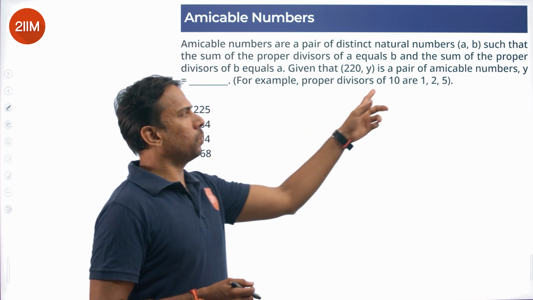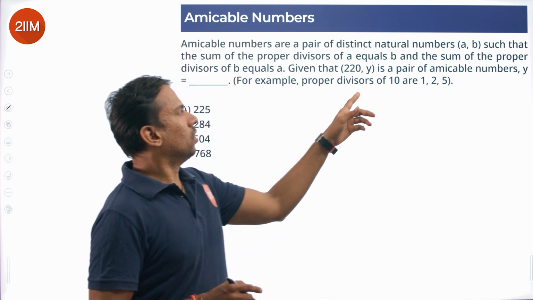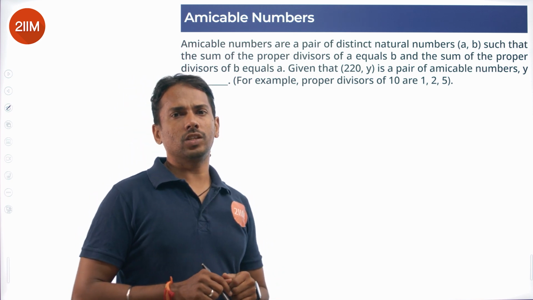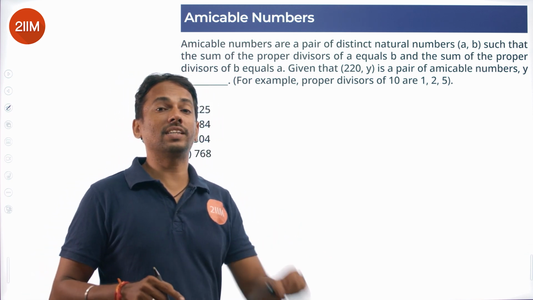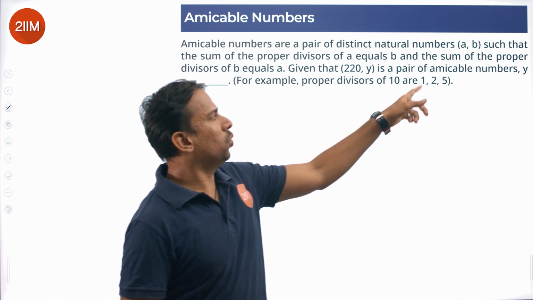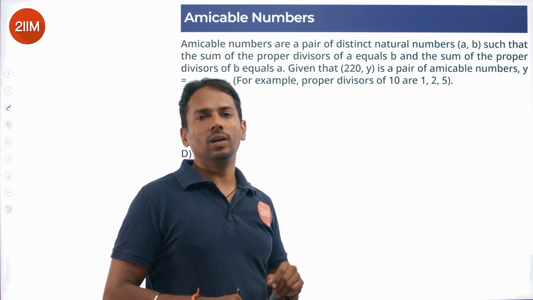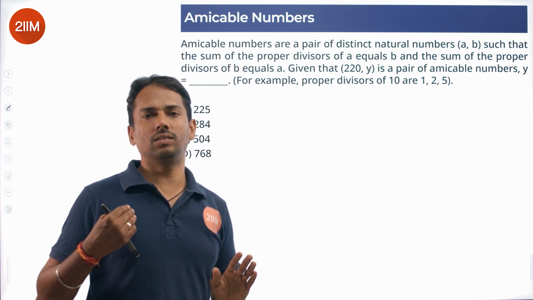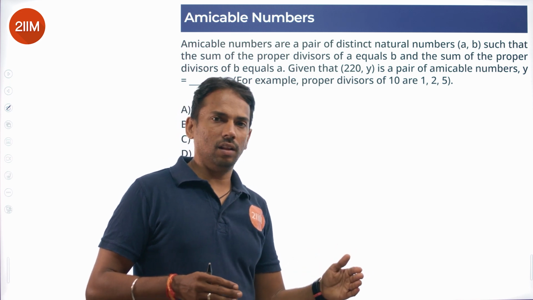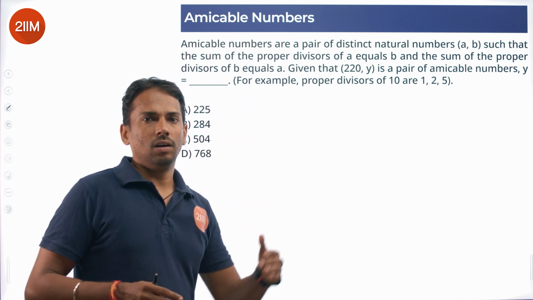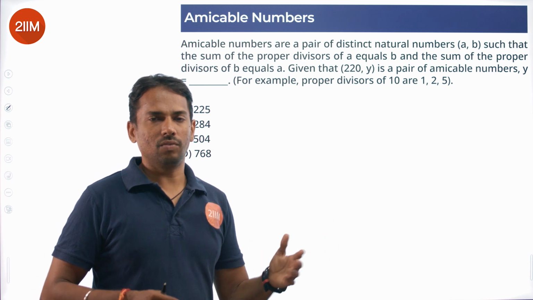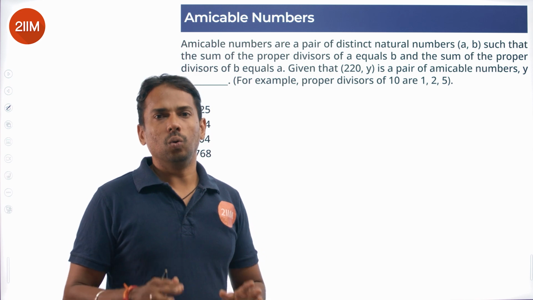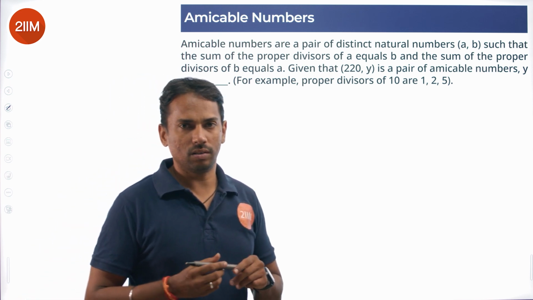First of all, we need to understand proper divisors. The proper divisors of 10 are 1, 2, 5. That means a proper divisor is any divisor of a number except that number itself. 10 is also a factor of 10, but we ignore it. Except that number, we count all the other factors, from 1 till the last factor before n. That is the list of all proper factors.